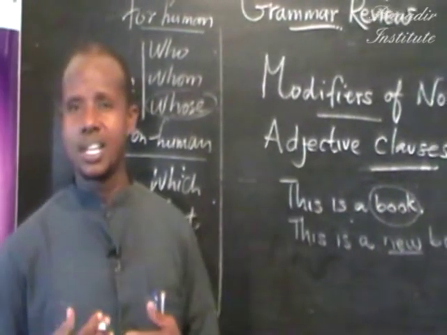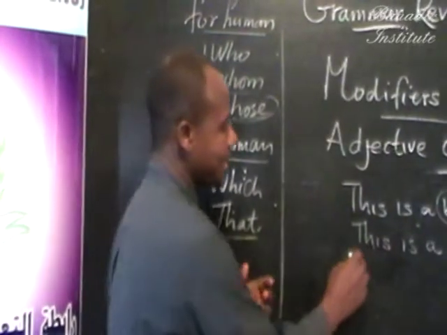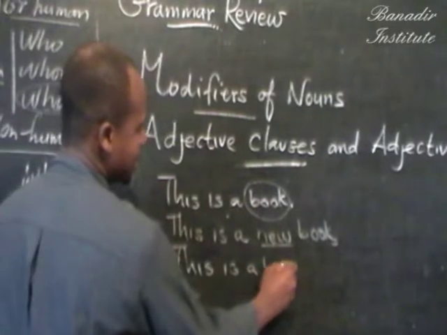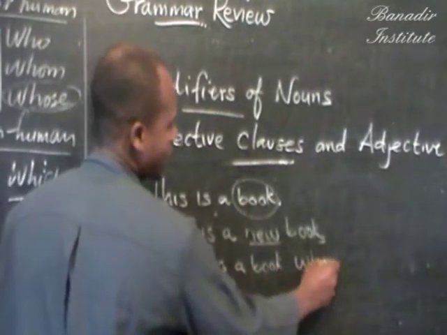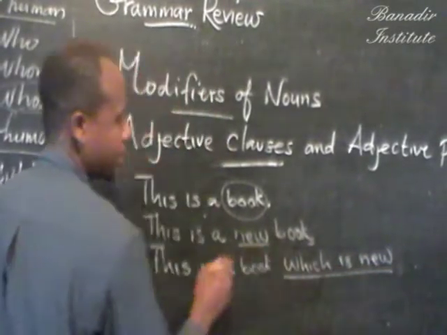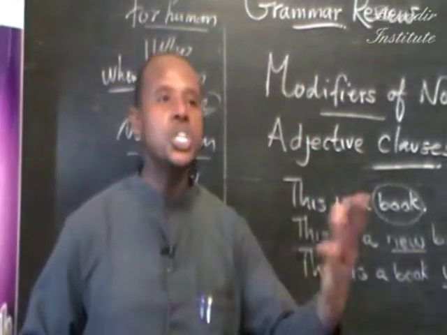Adjective clauses. How? Say then, this is a book which is new. Which is new. This is a book which is new.